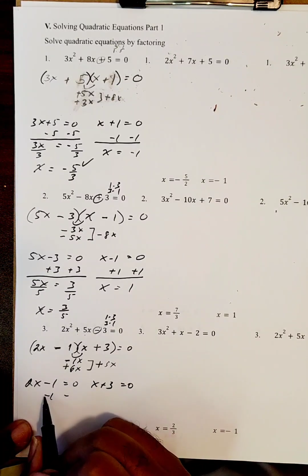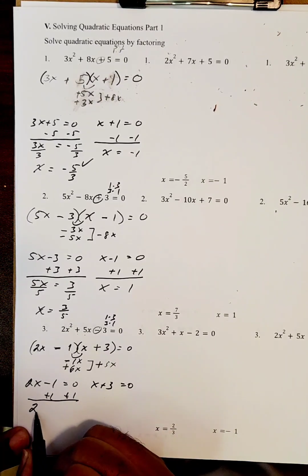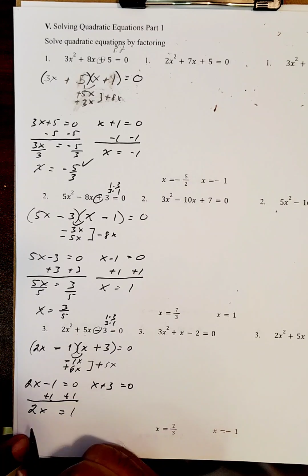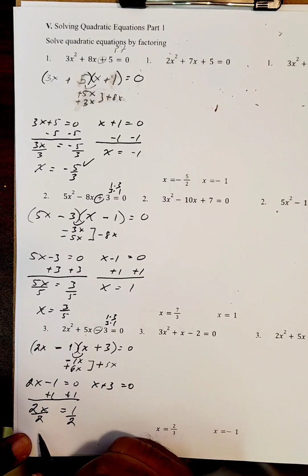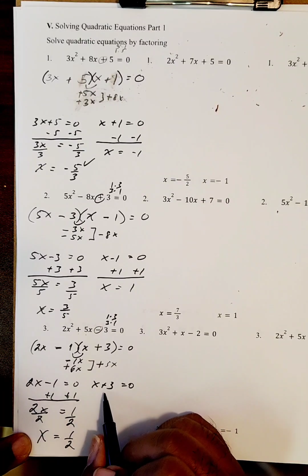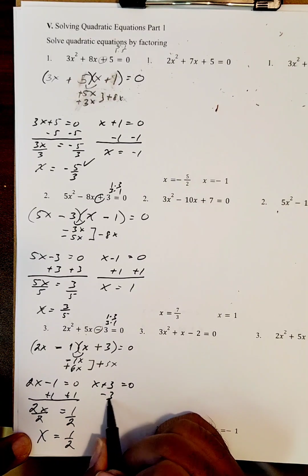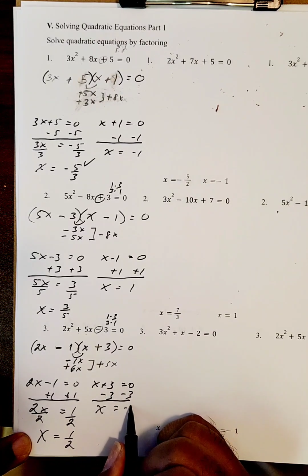So adding 1 to both sides, we'll get rid of the negative 1. So we end up with 2x equals 1. Then to get rid of the multiplying 2, we use a dividing 2, and we'll end up with x equals 1/2. Here, to get rid of the adding 3, we'll use a subtracting 3 on both sides, and this will give us x equals negative 3.